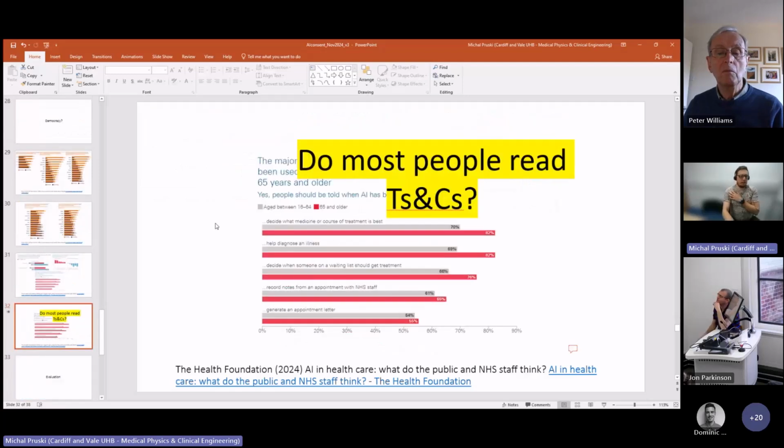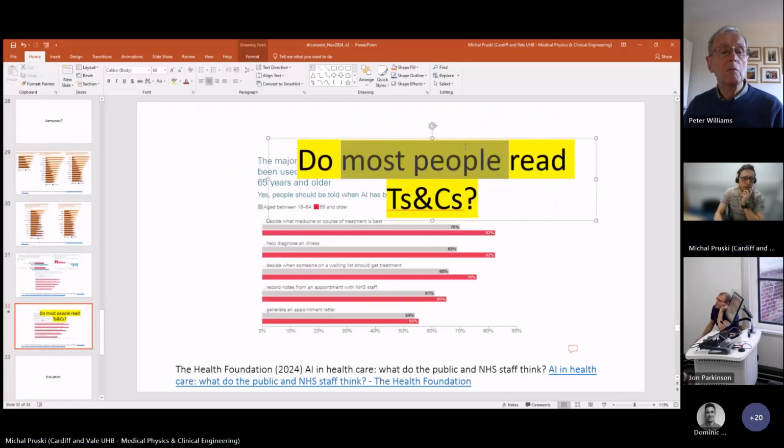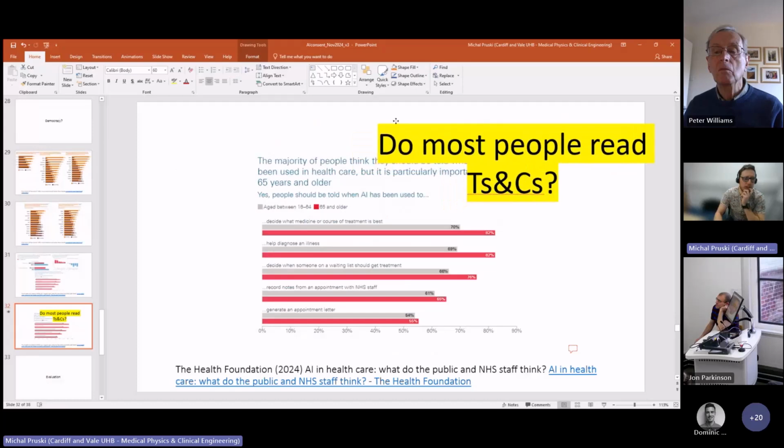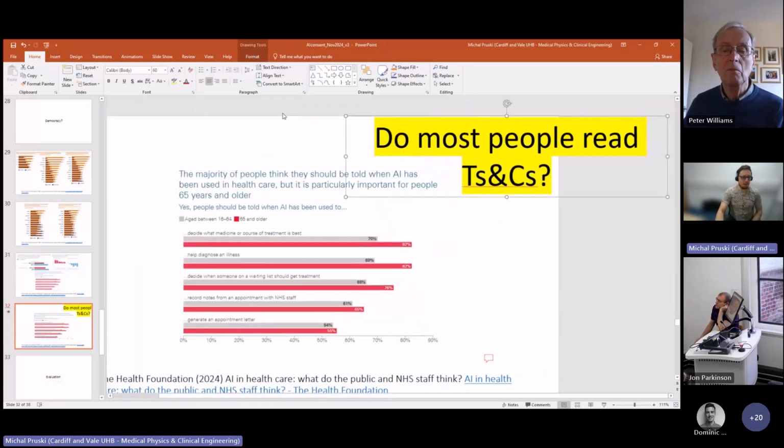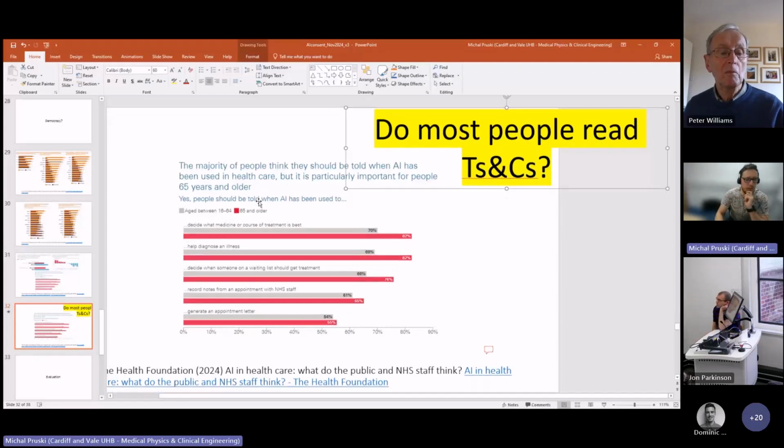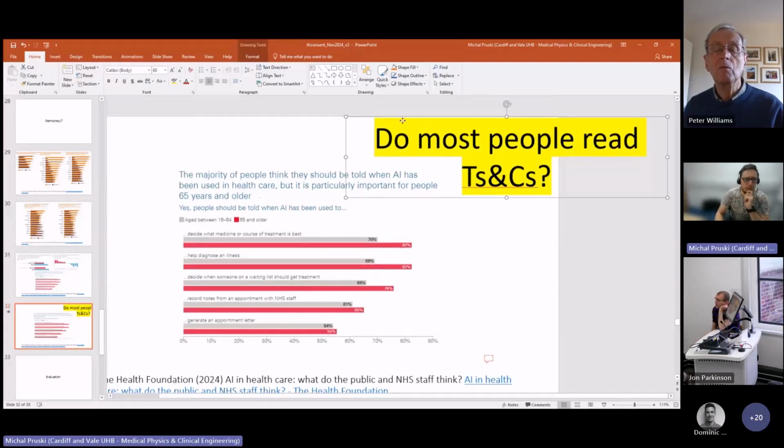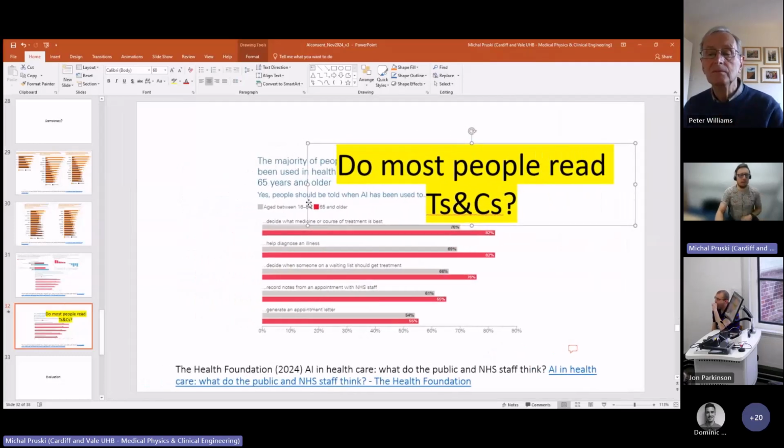And then the question was asked exactly about the issue of disclosure of information, whether AI has been used in care or not. And most people answered that they would want to have that information given. But just because most people want something isn't necessarily a good reason to do it.